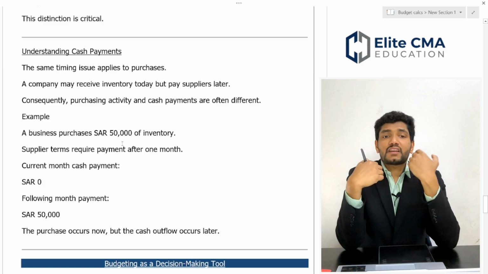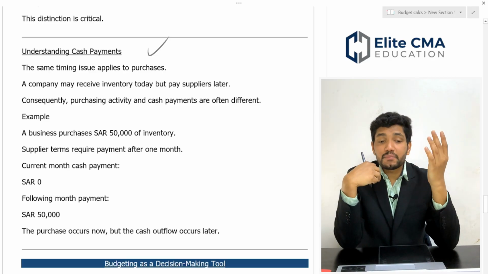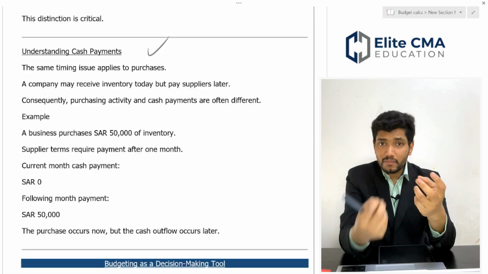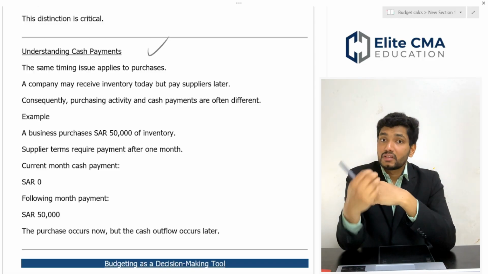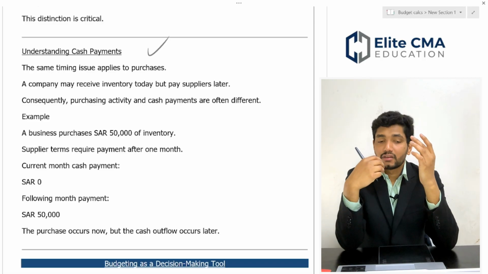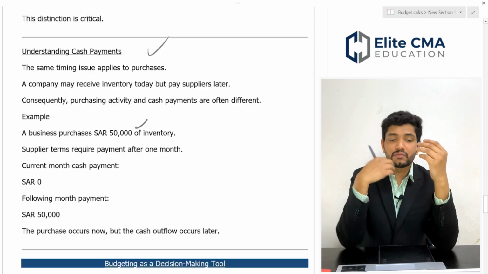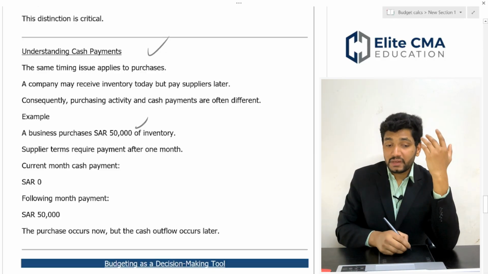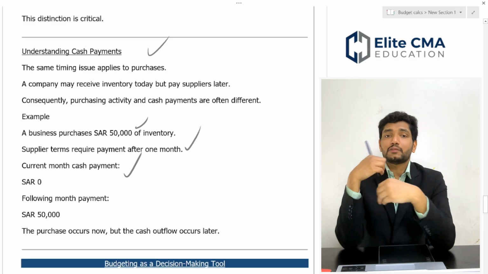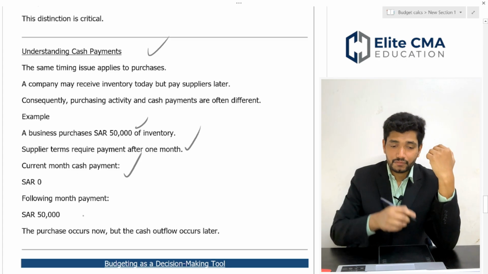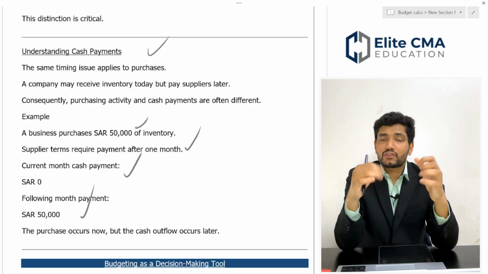Now, let's try to understand cash payments. The same thing can happen with cash payments as well, because once you make a purchase from a supplier, maybe you don't have to pay the supplier immediately, because most suppliers will offer credit terms. Suppose a business purchases $50,000 of inventory, and the supplier terms require payment after only 1 month. So the current month payment is 0 and the following month payment will be $50,000. For this $50,000, you have to consider only the next month payment after you made the purchase.